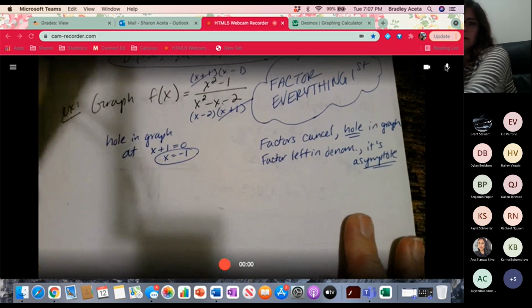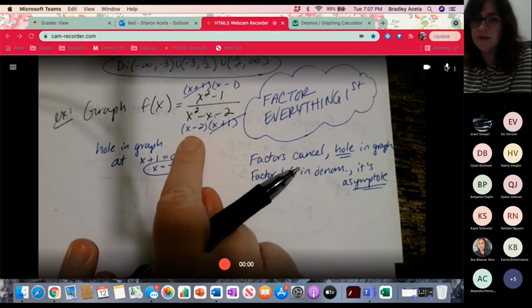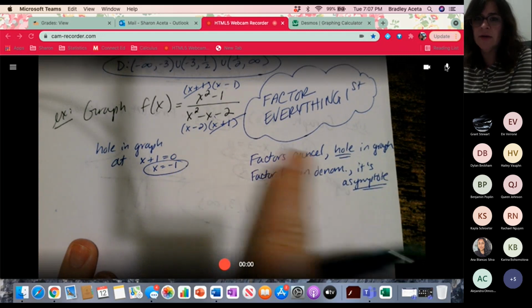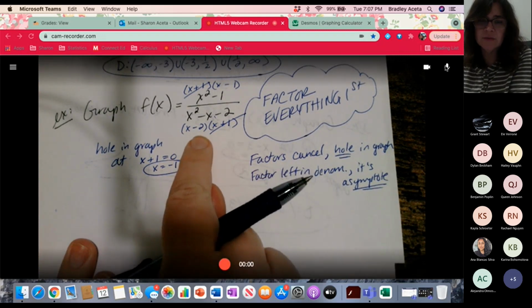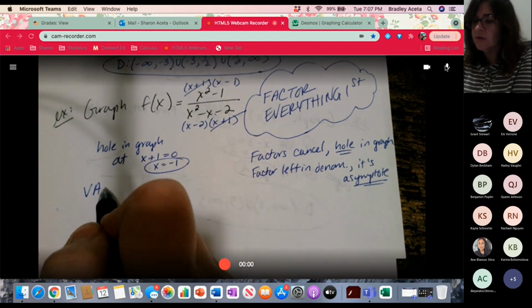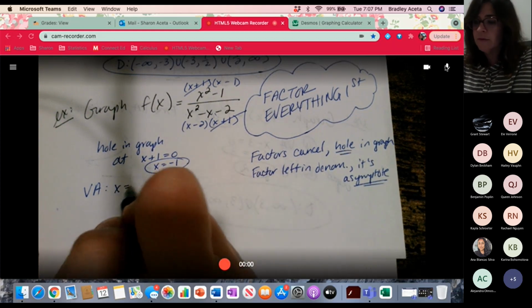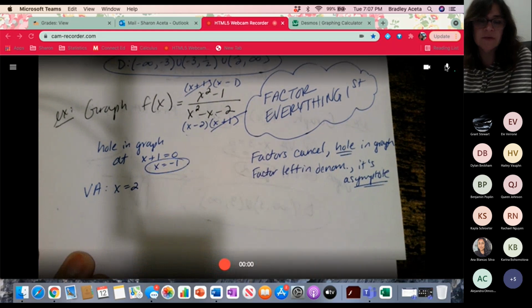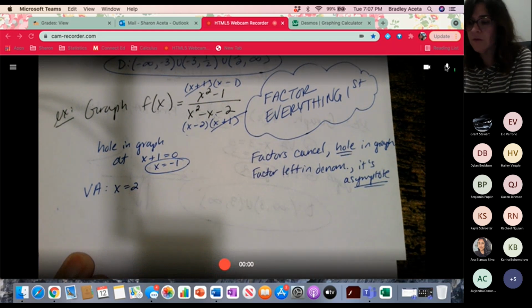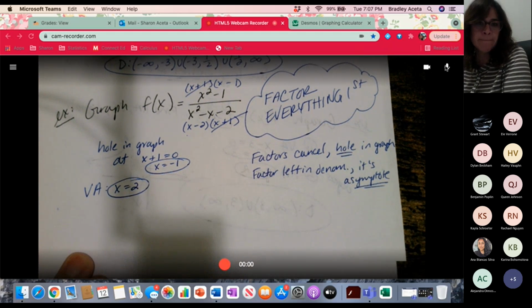Now, the vertical asymptote would be the factor that's left in the denominator. That's the asymptote, not the hole. So there's a vertical asymptote only at x minus 2 set equal to 0, x equals 2. That's the only one. There's only one vertical asymptote at x equals 2. So that's the new thing you have to learn about that. And like I said, we're going to look to see what this looks like in a moment.